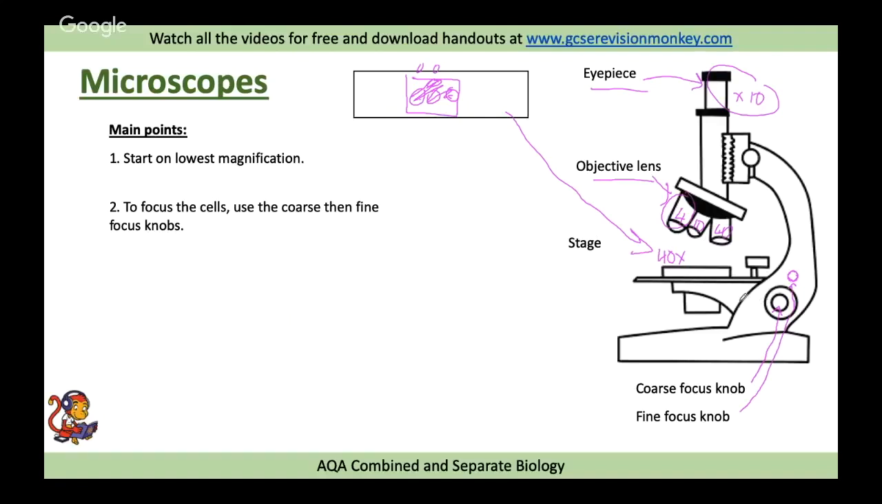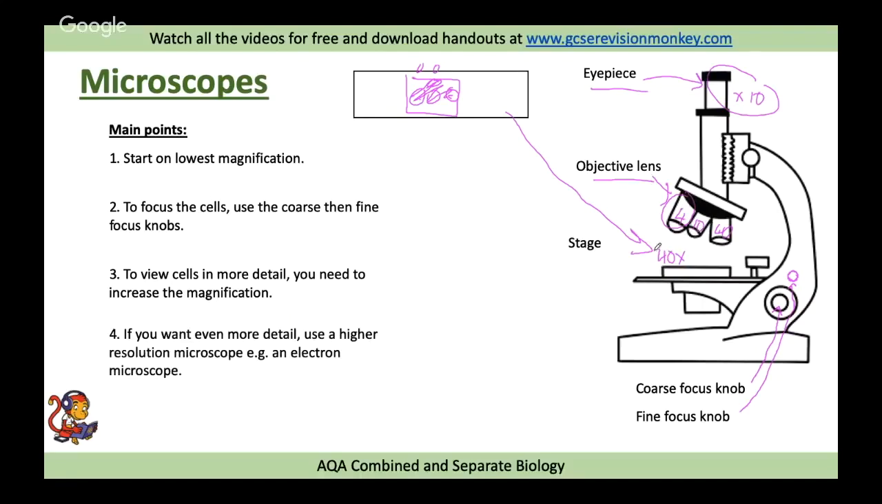Now, in the exam, if they give you a picture of cells that are a bit blurred, then it's these focusing knobs here that you need to use. To view the cells in more detail, you need to increase the magnification. So if the question asks about how you'd look at more details inside the cell, you need to talk about changing the objective lens. And if you want an even more detail, you might want to use a higher resolution microscope. For example, your electron microscope. This one is just a light microscope.